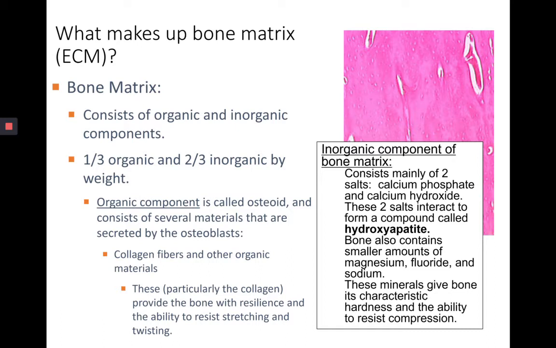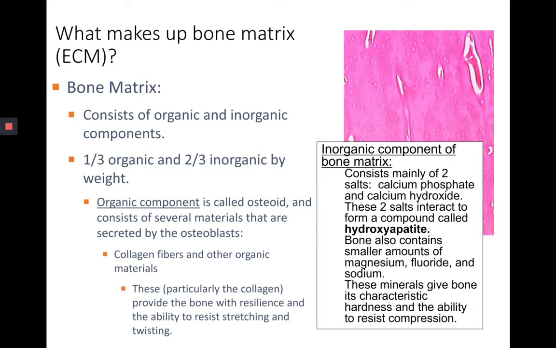The collagen fibers are going to give bone a really good resilience. It gives the bone the ability to resist stretching and twisting. So it's the organic osteoid that gives bone the ability to resist stretching and twisting. Whereas it's the inorganic component, the hydroxyapatite salts, that make bone hard. So the inorganic component of the bone matrix is hydroxyapatite. These are two salts, calcium phosphate and calcium hydroxide. Calcium phosphates are definitely a little bit more common. And then, of course, other minerals like magnesium, fluoride, and sodium.